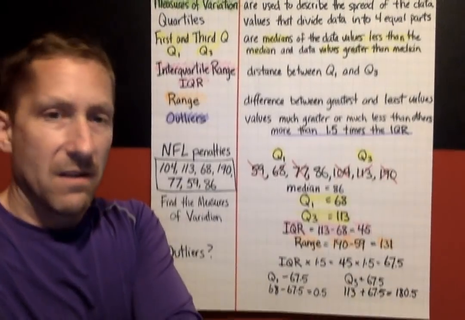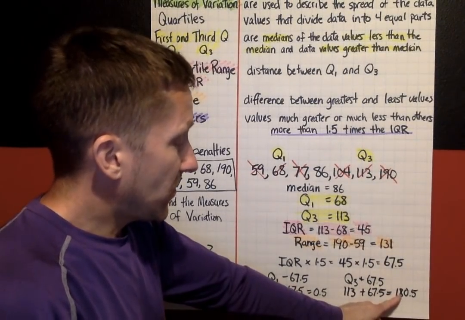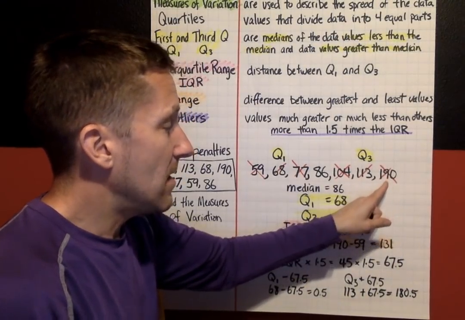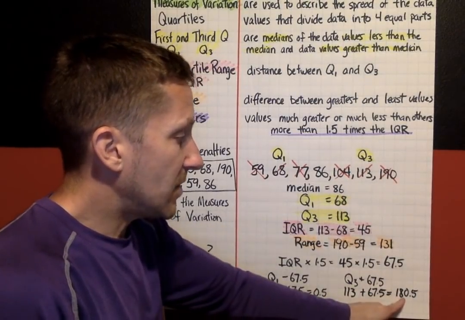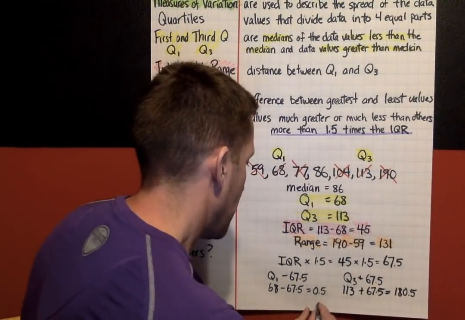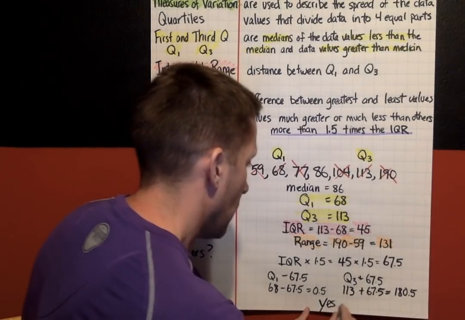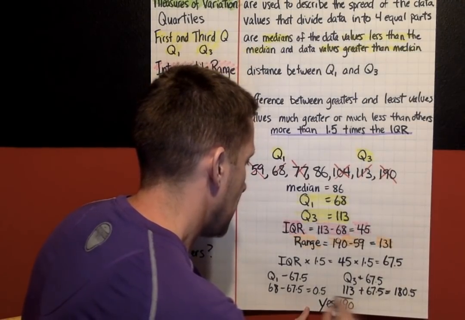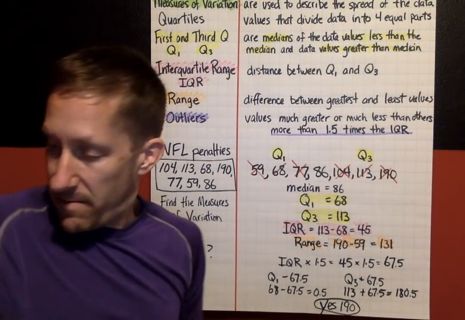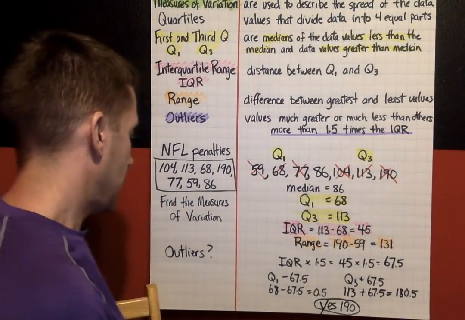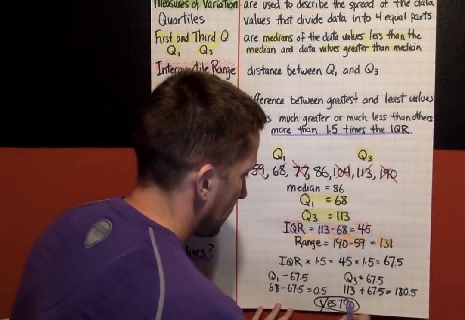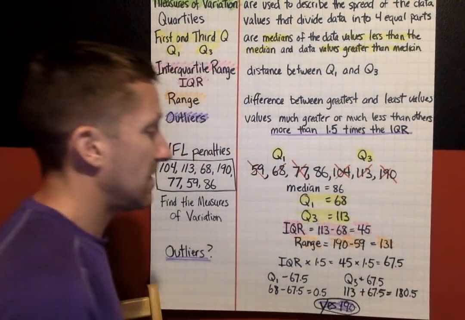Tip this down so you can see it. Is there a value that's further out than 180.5? And it turns out, yes, we do. We have this outlier out here. It's at 190, which is further away than 1.5 times the interquartile range. So my answer would be yes. 190 is an outlier. So we do have an outlier on the high end. So I'm going to highlight this outliers, and yes, we do on this example.